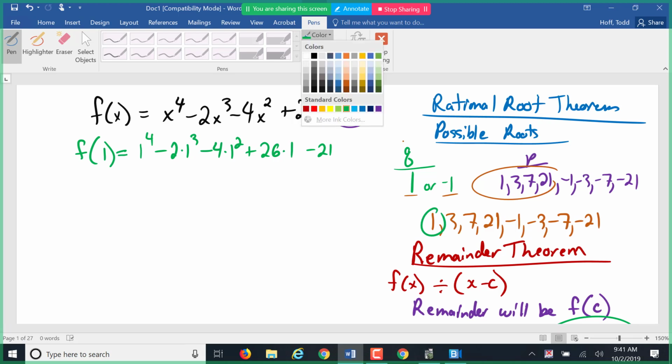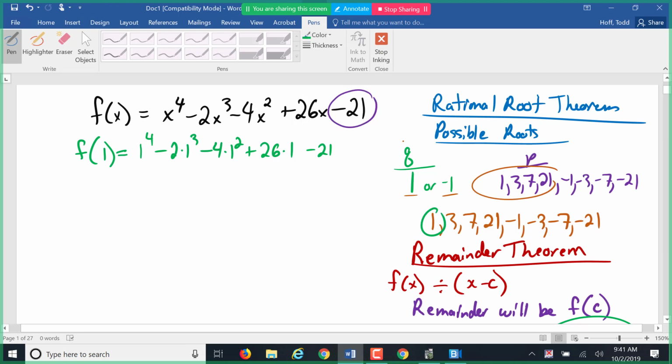Now I should be doing proper order of operations here, but to make life go quicker, I'm going to take some shortcuts. 1 to the fourth is 1. 1 to the third is 1 times 2 is just 2. 1 squared is 1 times 4 is just 4. 26 times 1 is 26, and then minus 21. 1 minus 2 is -1, minus 4 is -5, plus 26 is 21, minus 21 is 0.